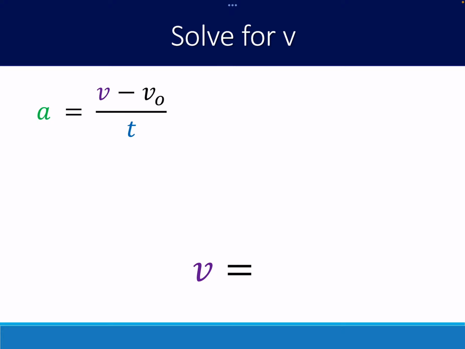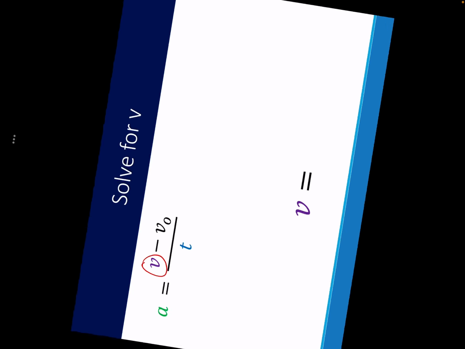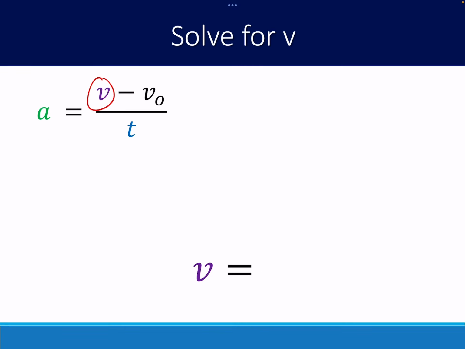All right. Now, just to do a little bit of algebra, we can rearrange our formula to create a new formula where we can solve for final velocity. So we rearrange this formula. We multiply both sides by t, and then add the initial velocity. We end up with final velocity equals the initial velocity plus acceleration times time.